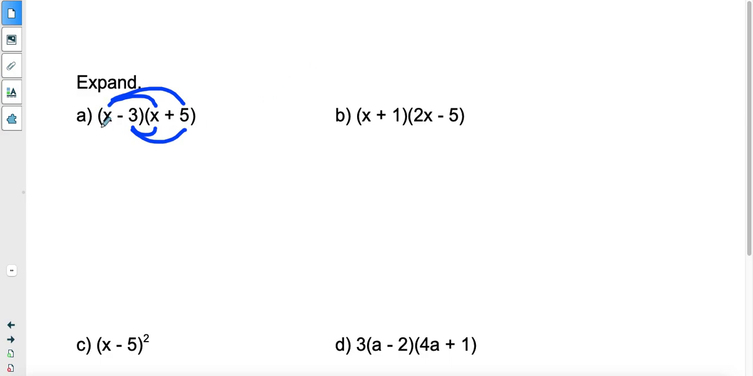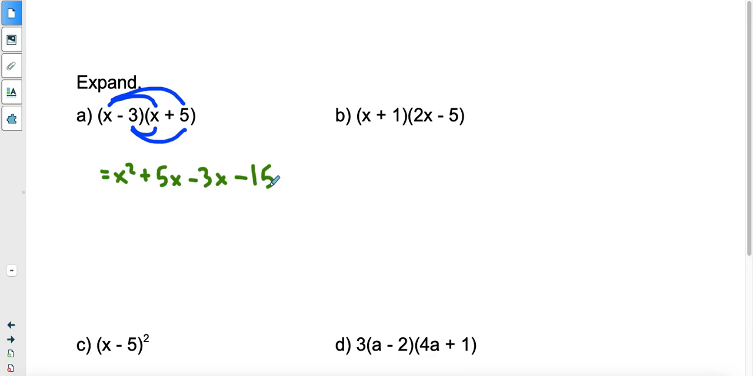Well, we have x times x, and we know x times x, that's just x squared. Next, we have x times 5. X times 5 is just 5x. Next, we have negative 3 times x. Negative 3 times x is just negative 3x. And last, we have negative 3 times 5. Negative 3 times 5 is just negative 15.